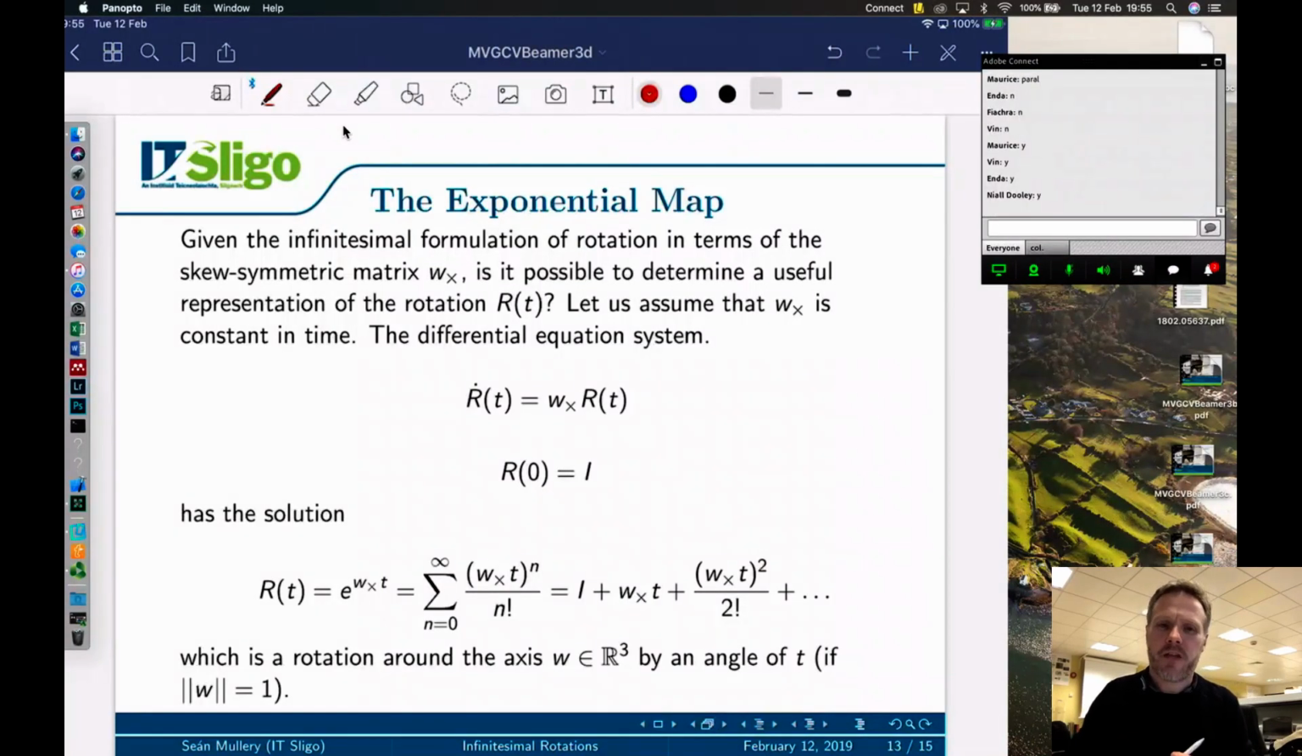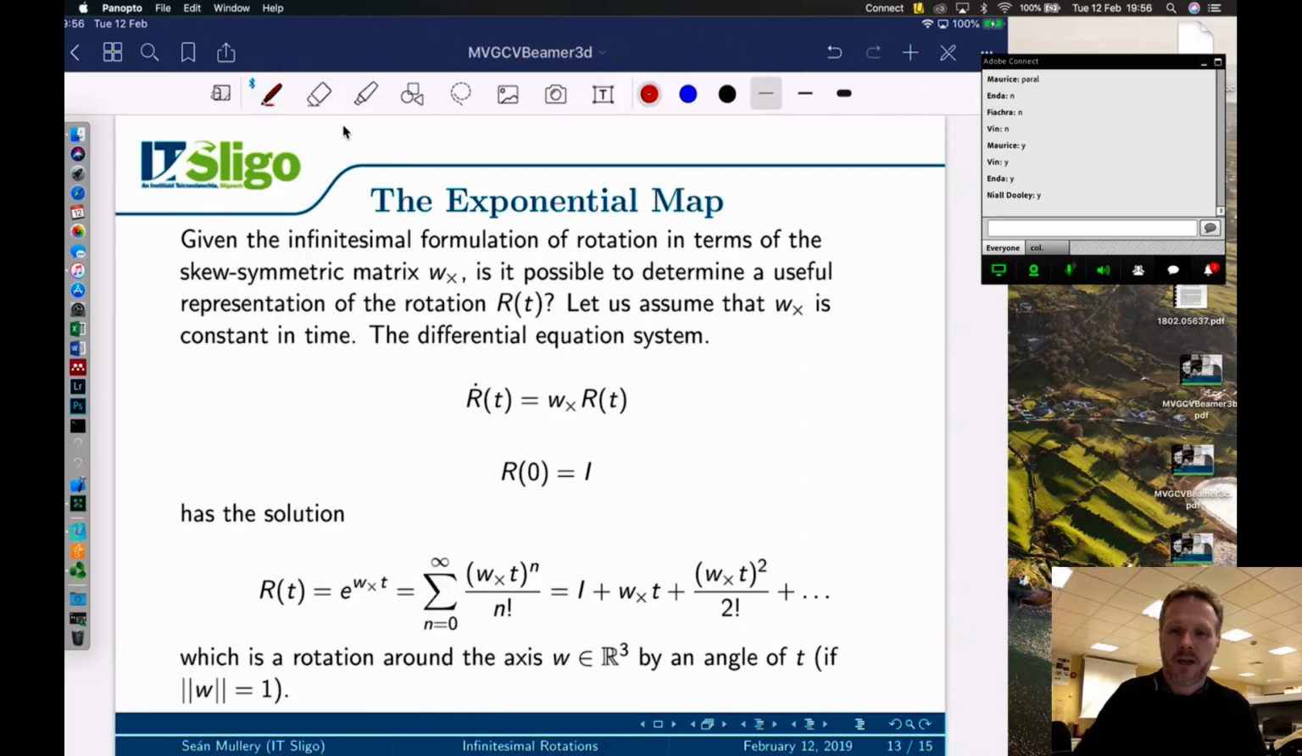So given the infinitesimal formulation of rotation in terms of the skew-symmetric matrix W cross, is it possible to determine a useful representation of the rotation RT? So now I've got a skew-symmetric matrix. Okay, well, that's well and good, but where is that on this rotation map? So how do I get back to that?